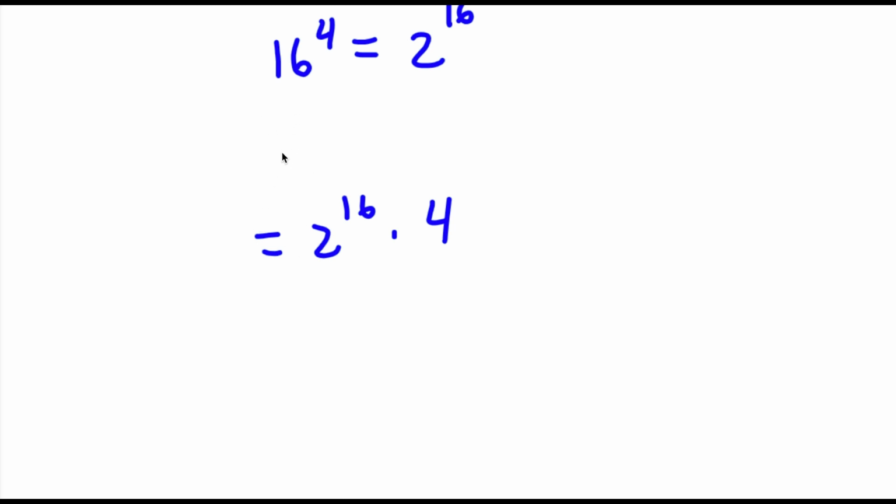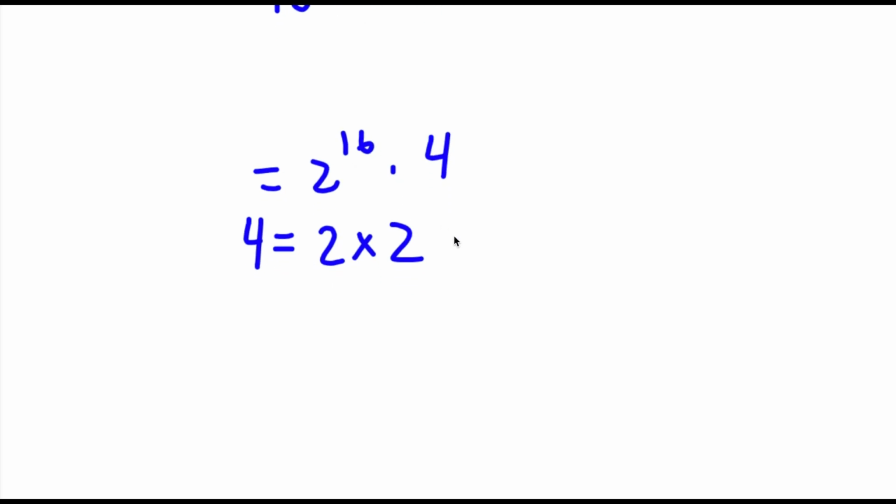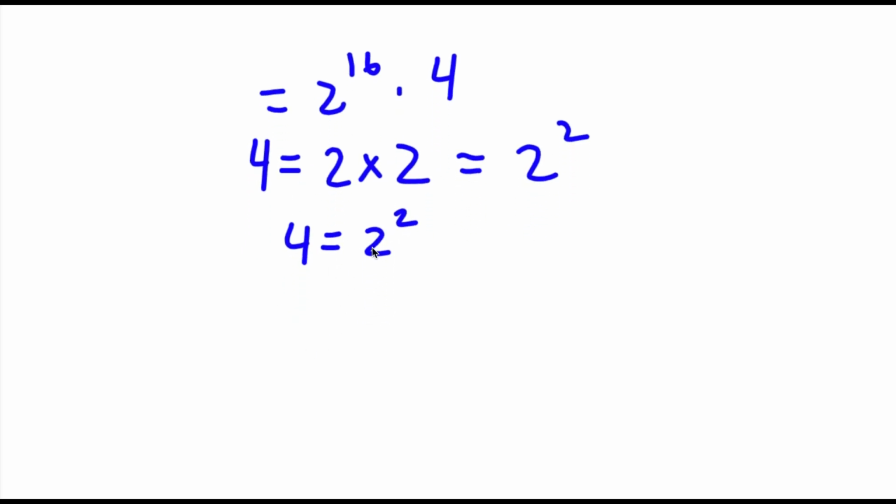So now 4 here, this is equal to 2 times 2, right? 2 multiplied by itself twice is the same thing as 2 squared, meaning 4 is equal to 2 squared. So now, if I substitute in 2 squared for 4, I get 2 to the power of 16 times 2 squared.